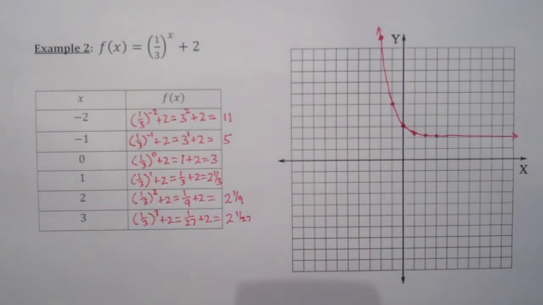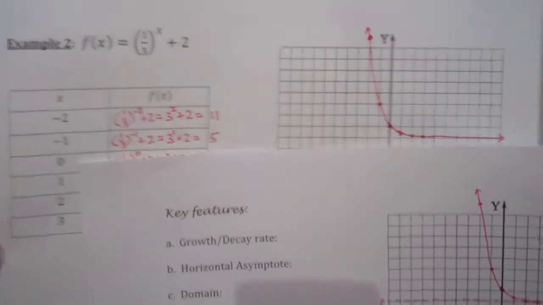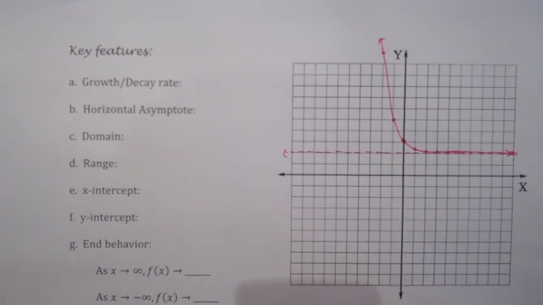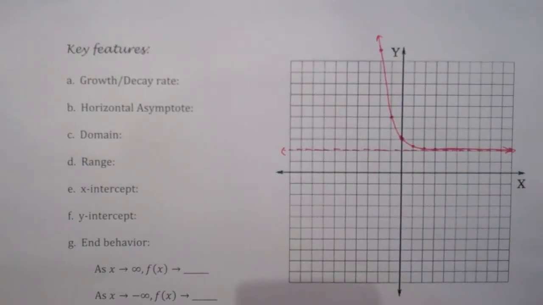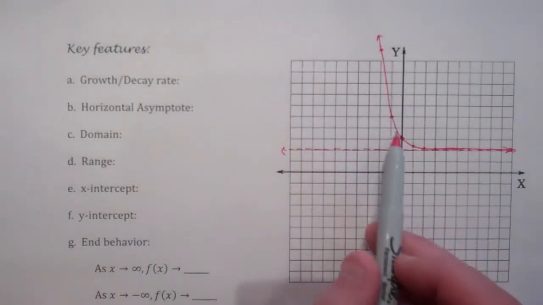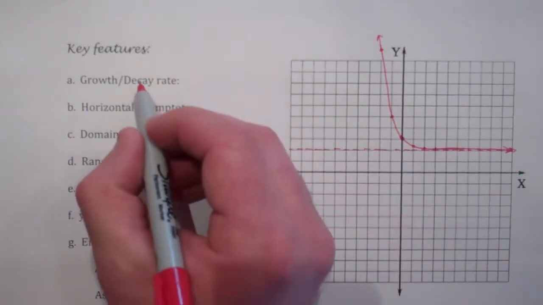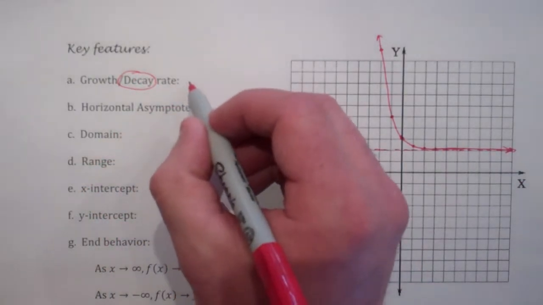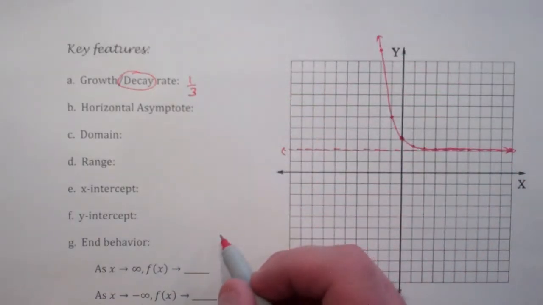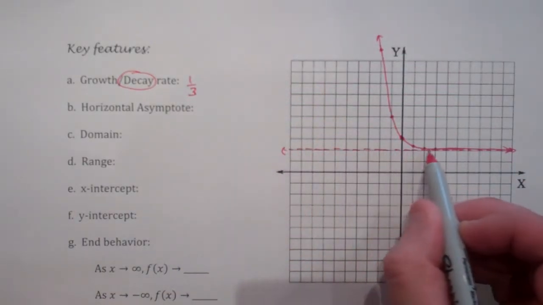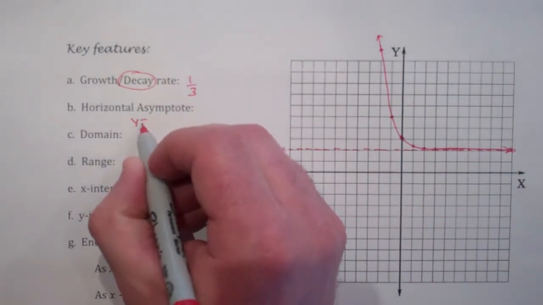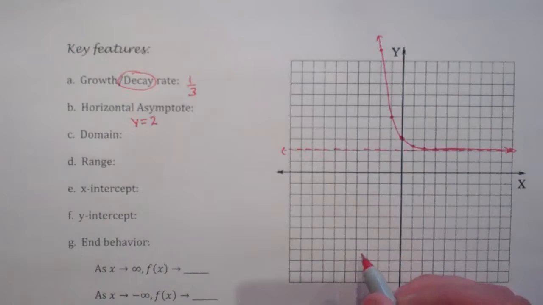We need to answer a few questions about this particular graph. So we'll take a look at the same graph. I went ahead and graphed that for you. And let's talk about the growth or decay rate. First of all, as we go from left to right, the y values are decreasing, so this is a situation that we would label as decay. The rate of decay is 1/3. The horizontal asymptote is that imaginary line that the function approaches or gets close to, kind of a helper line. So that's y equals 2.